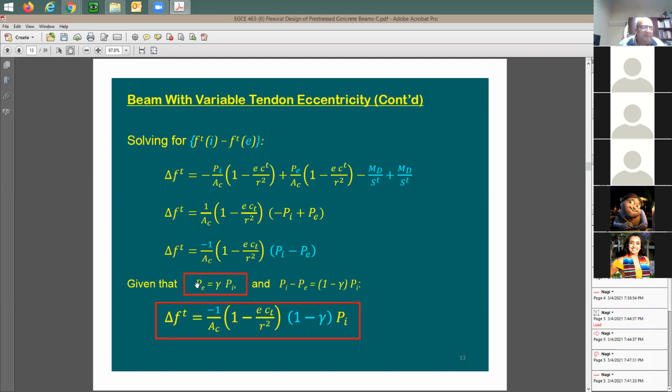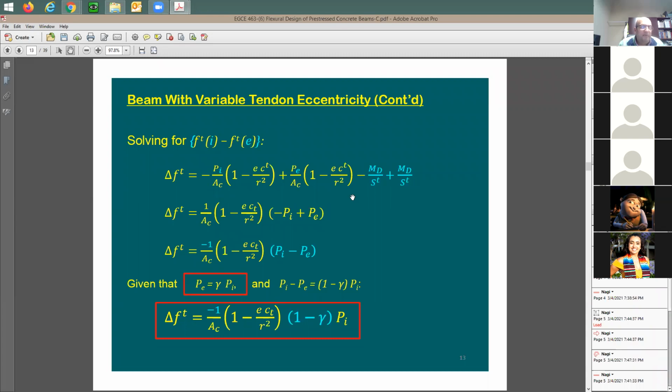Now I know this fact here that PE is gonna be equal to gamma PI. So if I take the difference here between the stresses, I'm gonna call it here delta F on the top. I can summarize this equation like this. Because in here, what terms do I have? I have M dead load divided by ST, M dead load divided by ST. This is going to cancel out. So the change in the stress is not actually going to be due to any applied loads.